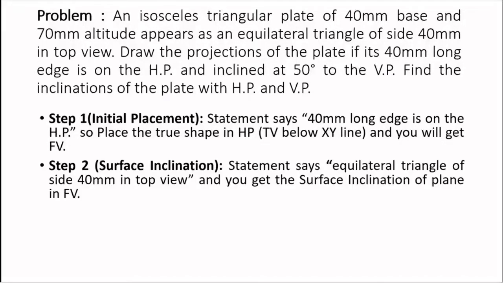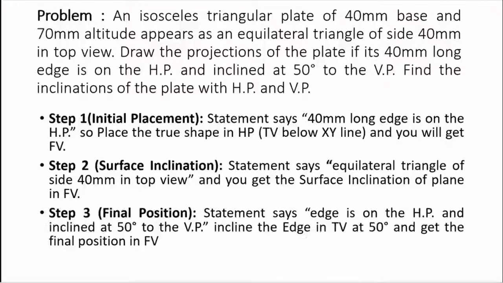In step 2, we'll find the surface inclination. The statement says an equilateral triangle of side 40 mm in top view is visible. So the top view appears as an equilateral triangle. This is an apparent shape and happens when the surface is inclined. So we'll be getting the surface inclination in the second step, and that would be visible in the front view.